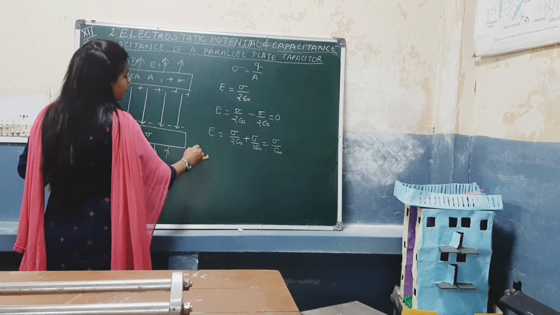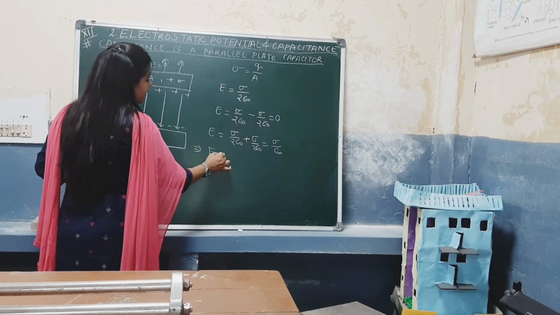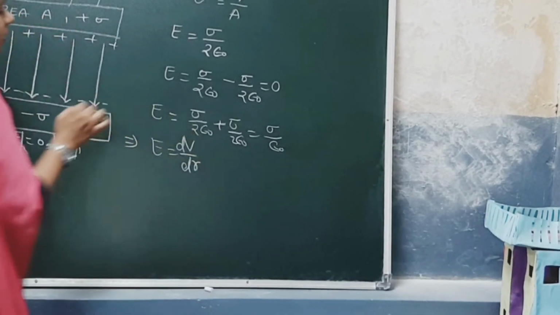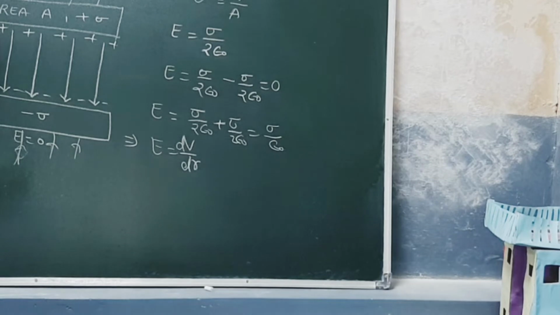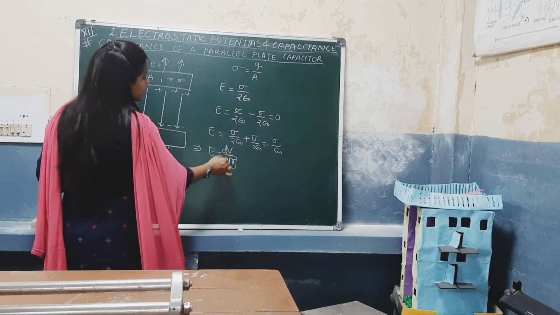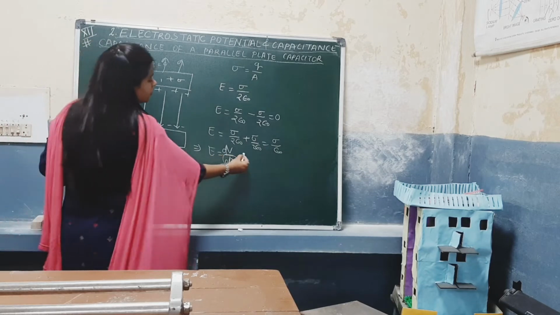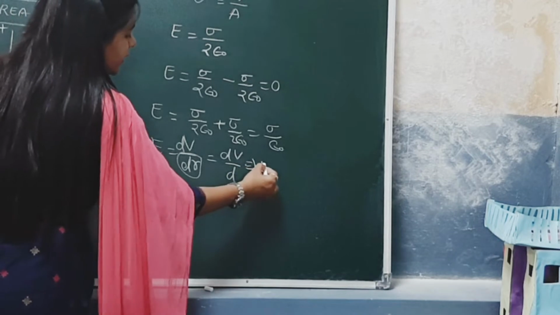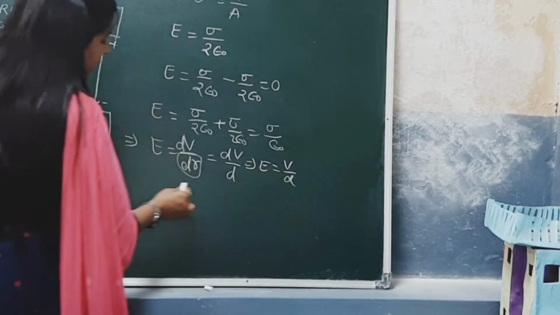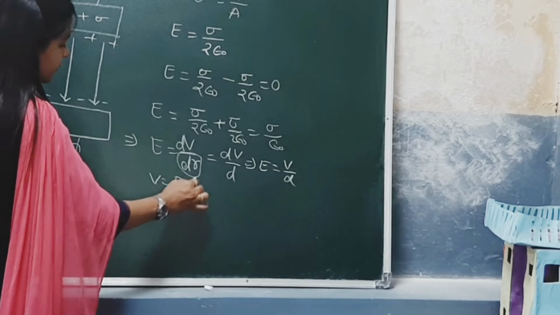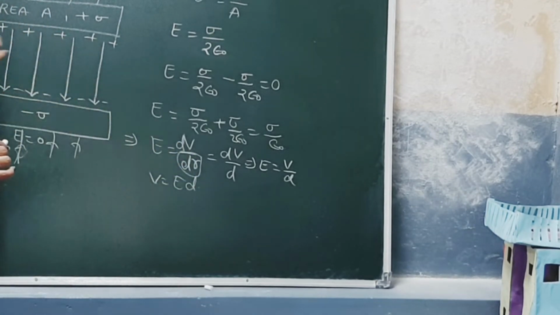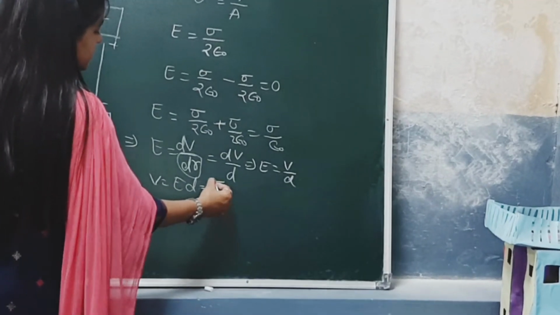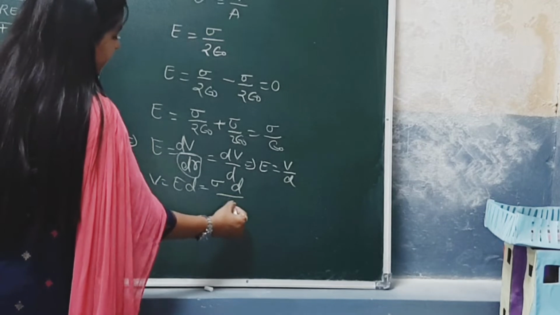Now we have the formula for electric field and potential, E equals dV upon dr. Here dV is the change in potential. We have to find out the change in potential. Here we have the distance between the plates as d, so dr will be replaced by d. So rearranging this, we get electric field is equal to V upon d and V is equal to Ed. Now what is E inside the parallel plate capacitor? That we have calculated here, sigma upon epsilon naught. So this becomes sigma d upon epsilon naught.